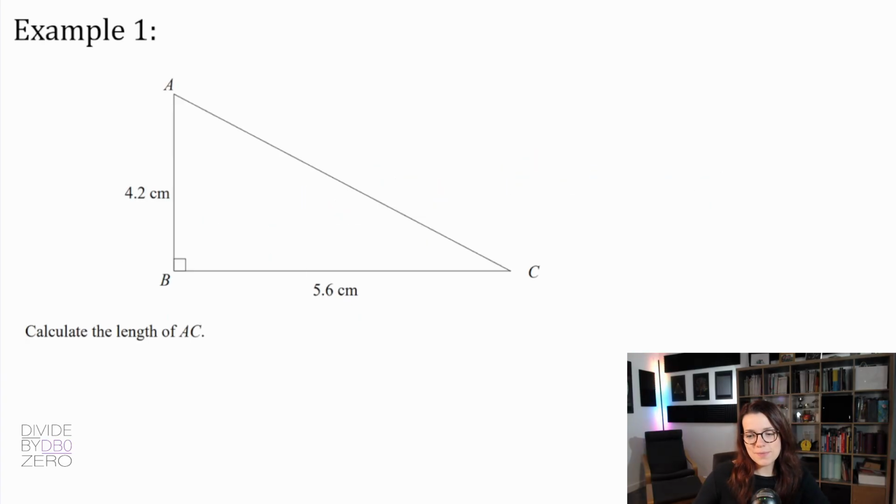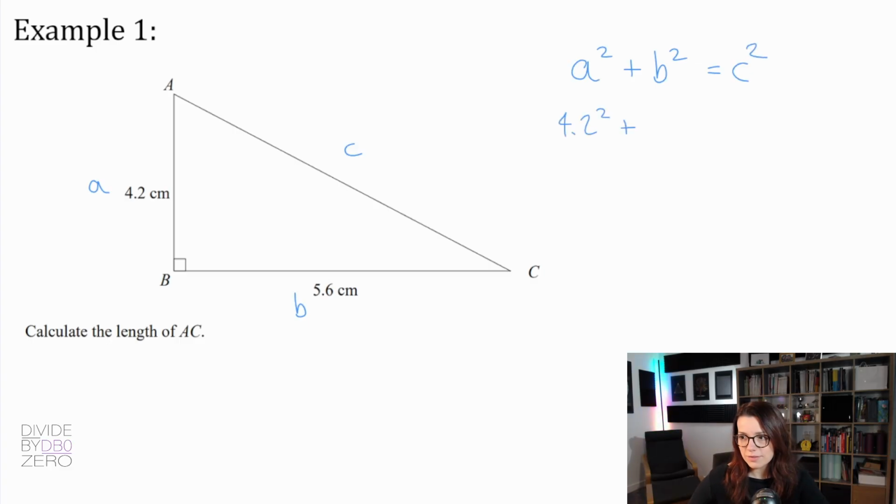Let's look at an example. Here we've got a triangle and we want to calculate the length of AC. First things first, let's label the triangle. So C is always that longest edge, and then A and B can be like this. We then write out Pythagoras' theorem, a squared plus b squared equals c squared, and we plug the numbers in.